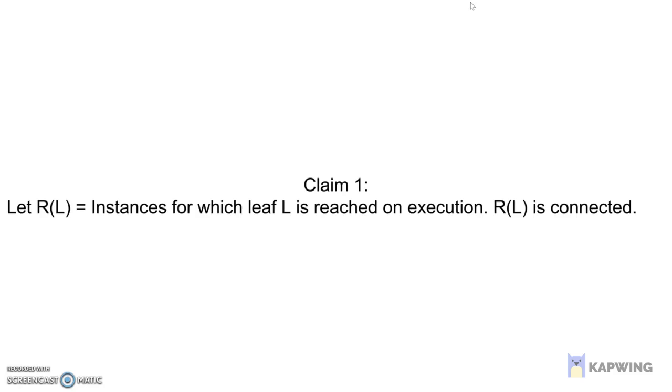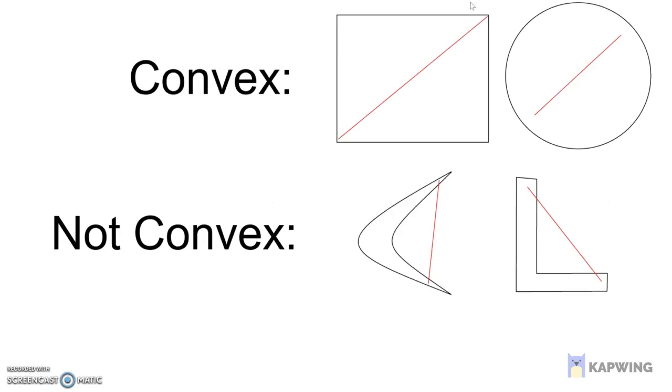The first claim of this proof is that the area in which we are operating is a connected region. Well, what is a connected region? It's a region in which there's a path between any 2 points. However, for this proof, we'll use a convex region since it's just easier to use.